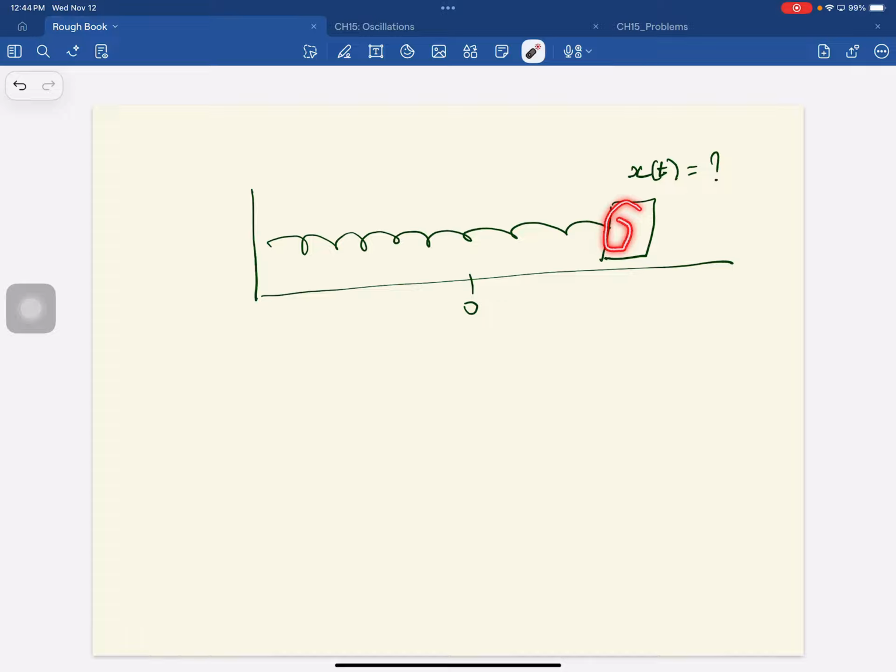When you pull this mass to the side, what is happening? What is the spring wanting to do? It's wanting to pull it to the left. Okay. The spring force is minus k times x. Okay. And what is force? Force is mass times acceleration. That's what Mr. Newton tells us. And what is acceleration? Acceleration is the second time derivative of the position.